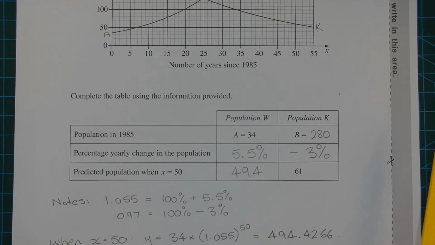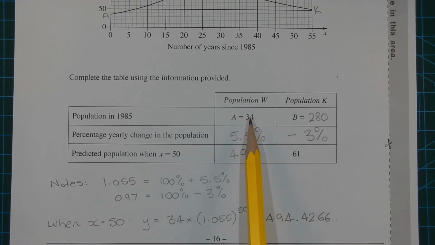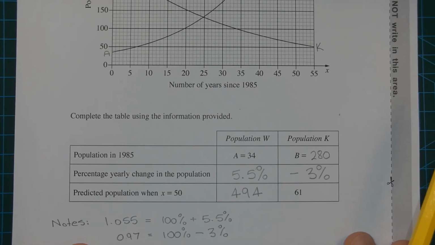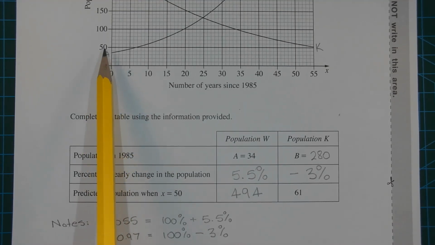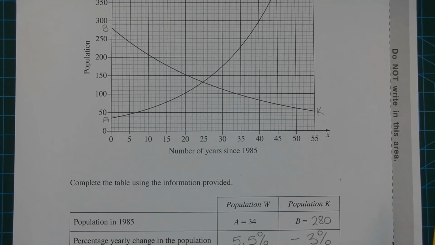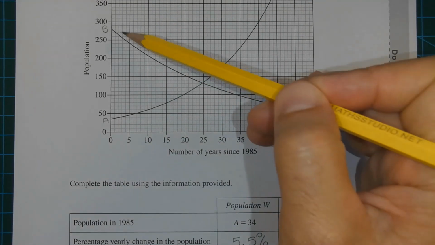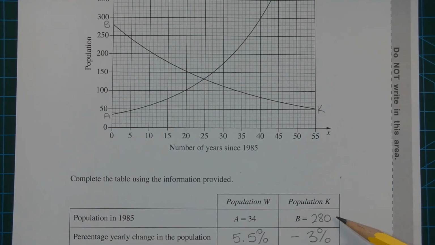So let's proceed to complete the table. Now it's given that the initial population in 1985 for population W is 34, and that corresponds to the y-intercept here. Now if we look at the y-intercept for population K, so that's this decreasing curve, at this point here, it corresponds to 280.